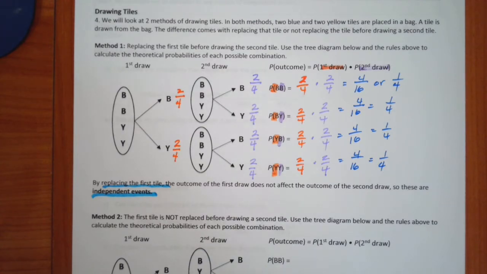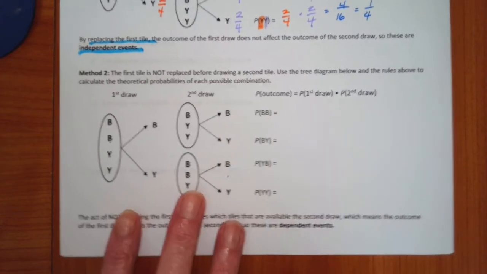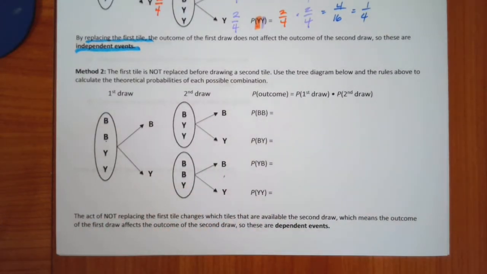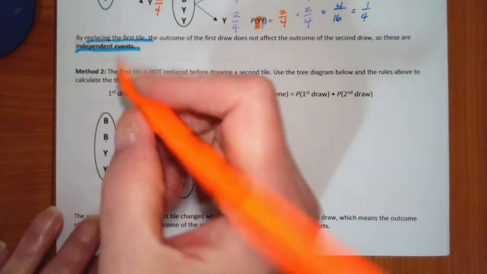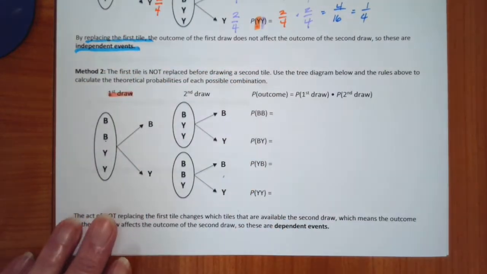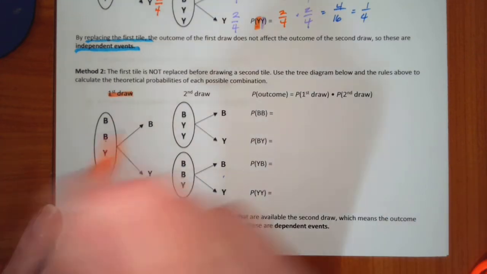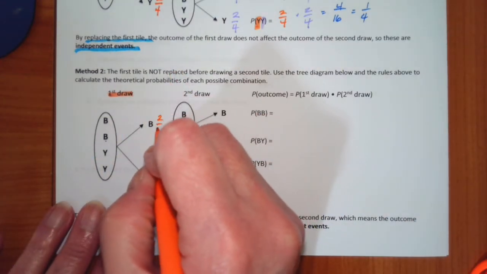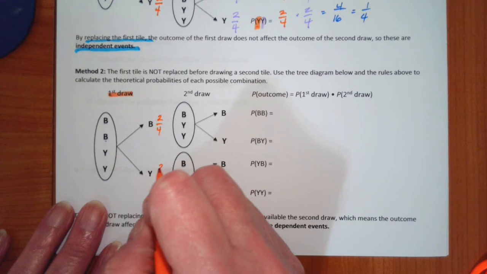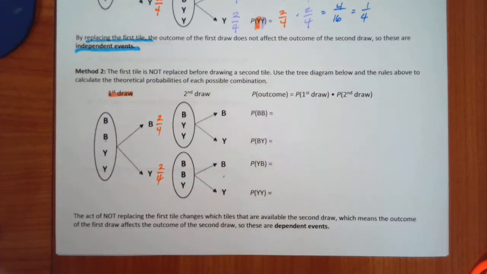Now let's compare that to when we pull out a tile, and that tile is not replaced before we do the second draw. Okay, so the first draw, we know that the probability of getting blue is 2 out of 4, or a yellow is 2 out of 4.